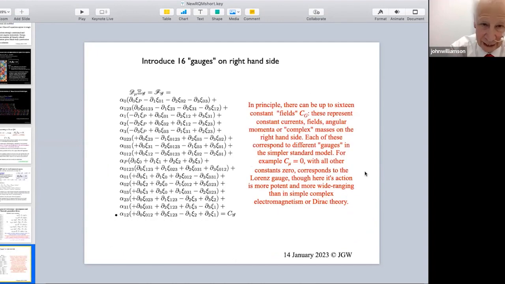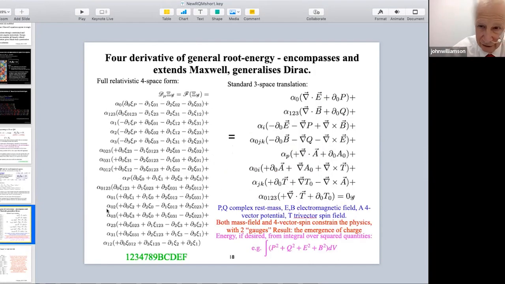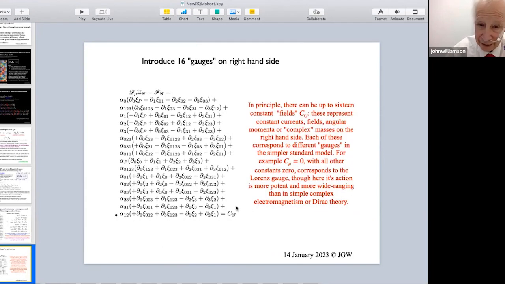So what are those 16 gauges? Well, one has 16 gauges on the right-hand side. Four of those. So what I've done here is I've set those things equal to zero just here. But in fact, this is an array of 16 constants. If I set that, instead of to zero, to a set of possible constants, what are those constants? Those constants are such things as a fixed spin.